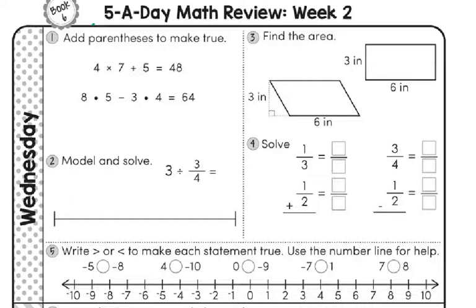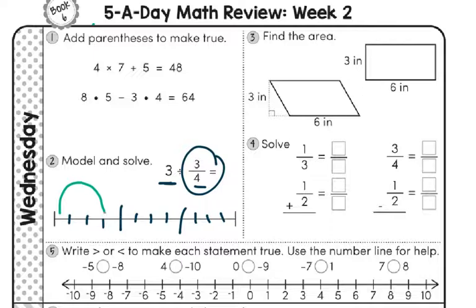Question number 2, model and solve. So for this problem, we need to divide our number line into 3 equal parts. And then each of those parts is going to be divided into 4 equal parts. And then to model it, I would count them off in groups of 3. So I would have, there's a group of 3, and continue on making groups of 3. If you are on Google Classroom, you won't be able to do that model part on there, but you can still do it on another piece of paper for practice.